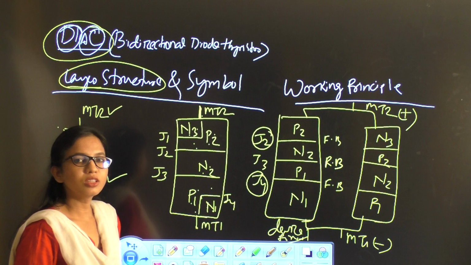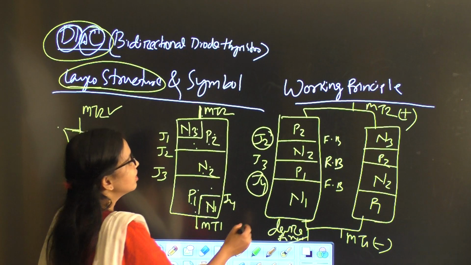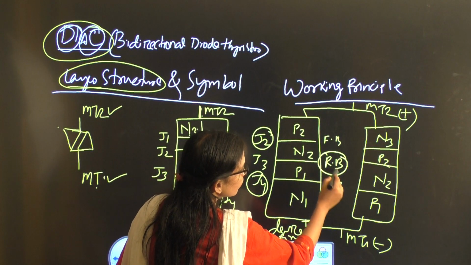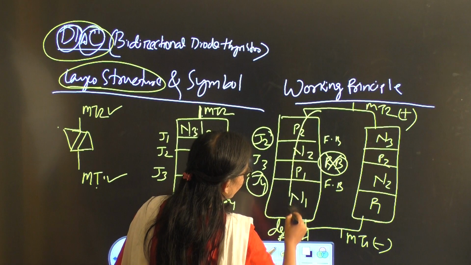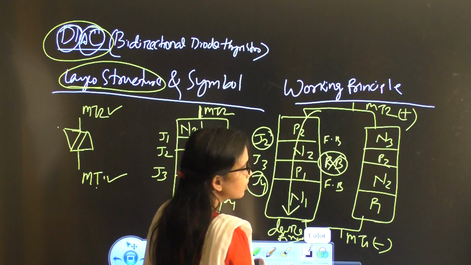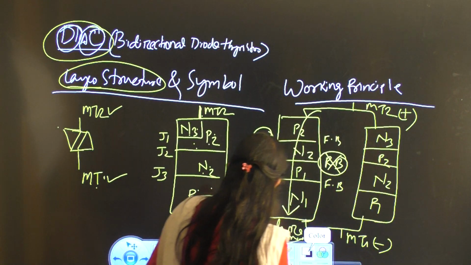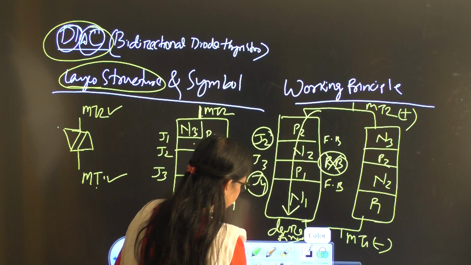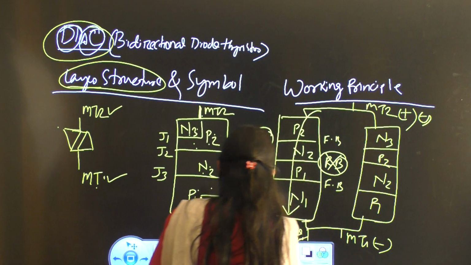But when the forward voltage is beyond the breakover voltage, this reverse bias no longer exists and the current starts flowing from MT2 to MT1. And the second case is when MT2 becomes negative.